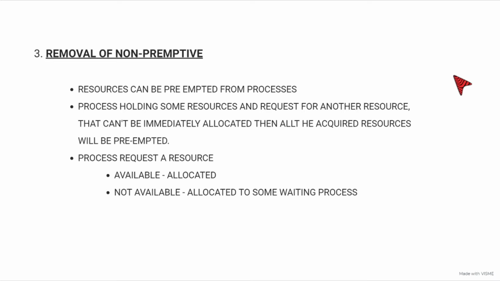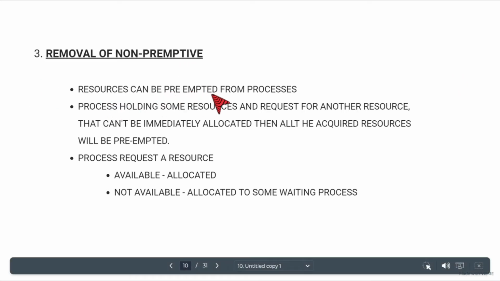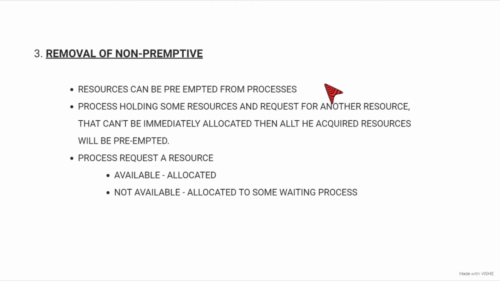The resources can be preempted from processes. If you see the first point, the resources can be preempted from the processes. That is, the resources can be forcefully taken from the process. Say I want a pen and my friend is having the pen, but he's not giving me the pen. He's holding the pen, so I can forcefully take the pen from him. Here I am a process, he is another process, and the pen is a resource. So the pen can be preempted from my friend.